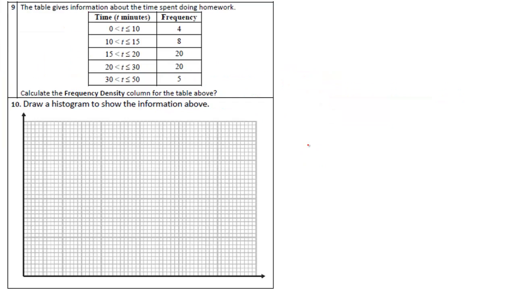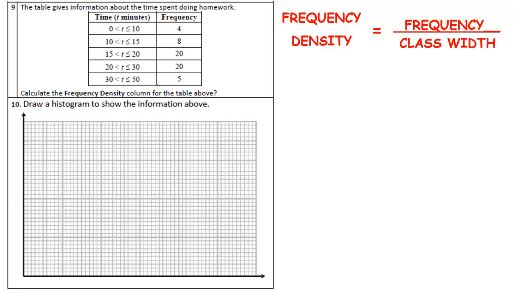Question 9. The table gives information about the time spent doing homework. Calculate the frequency density column for the table above. So I need to know that frequency density is frequency divided by class width. That is a fact that you need to know and you need to commit to memory. So the class widths are going to be 10 for the first one, 10 take away 0 is 10. 15 take away 10 is 5. 20 take away 15 is 5. 30 take away 20 is 10. And 50 take away 30 is 20. So that's my class width.